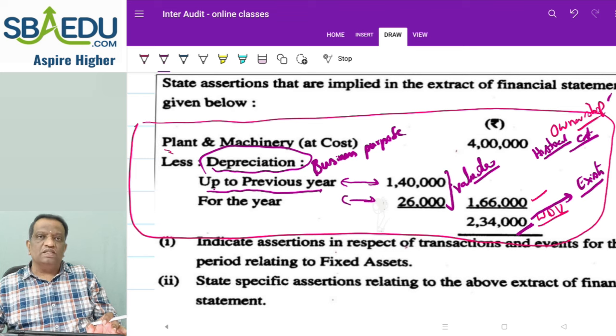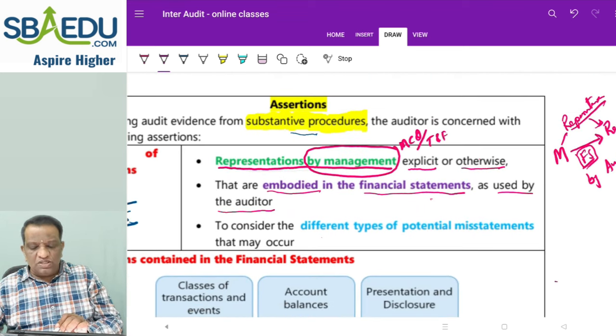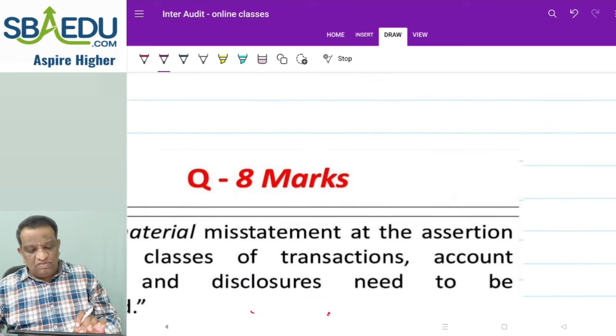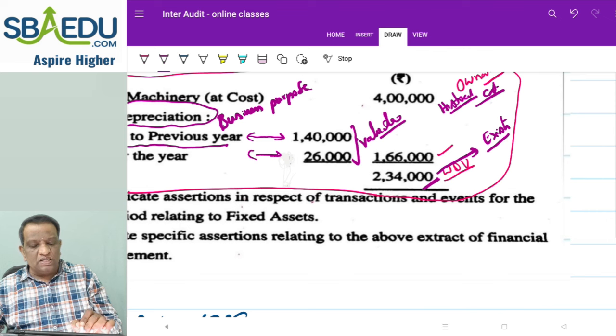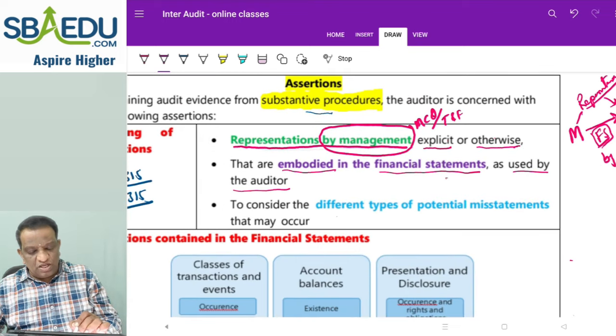So this is what we call assertions. Now taking you back to this, when I say assertions, assertions are nothing but representations by whom? By the management. And is everything very vocal or explicit? No, some may be explicit, some may be implied. For example, in our case, the cost is an explicit one, but the ownership is an implied one. Similarly, the usage for business purpose is an implied one, whereas the depreciation in terms of its valuation is an explicit one. So these are the representations by the management. Some of them are explicit, some of them are implicit.